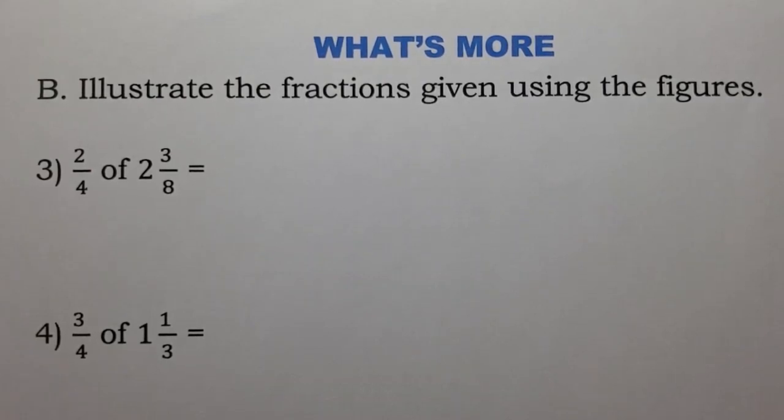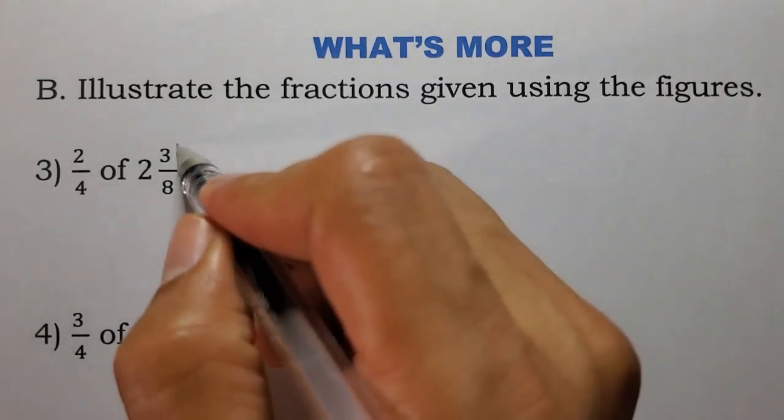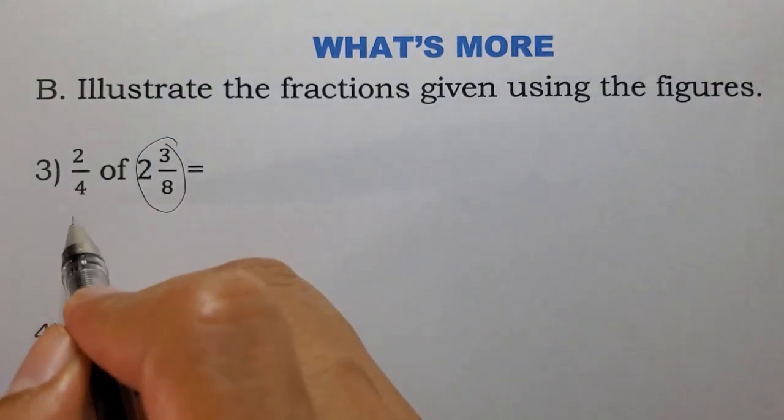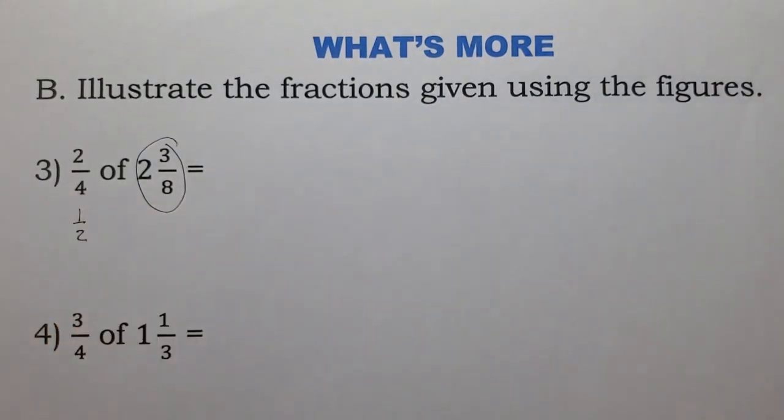Illustrate the fractions given using the figures. Now, you will get 2/4 of 2 and 3/8. So, it would be best if you will start with a bigger number. Then, of course, when we say 2/4, that could be also illustrated as 1/2, because if you will get the lowest term of 2/4, that could be also expressed as 1/2.